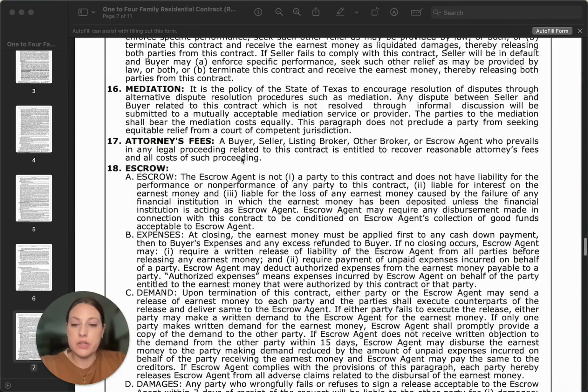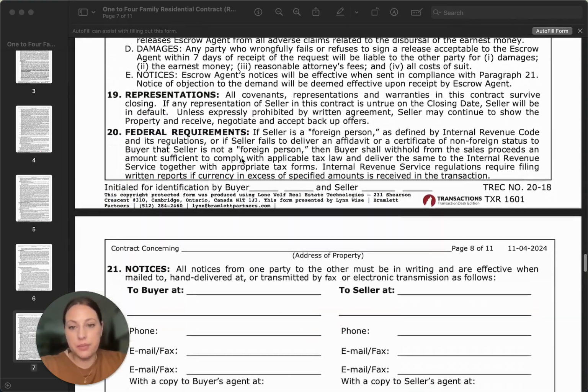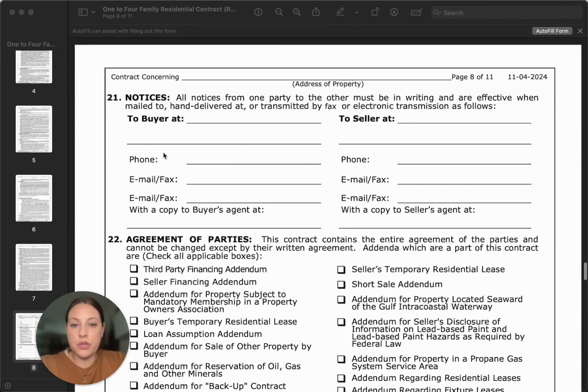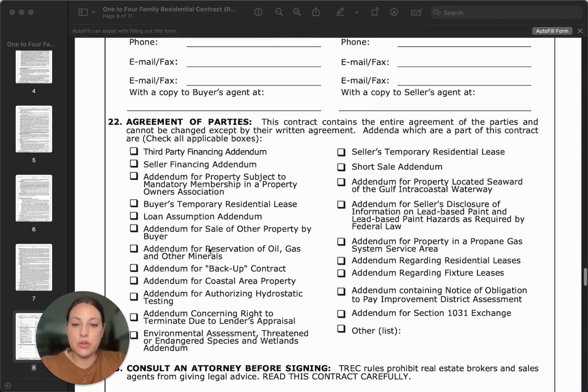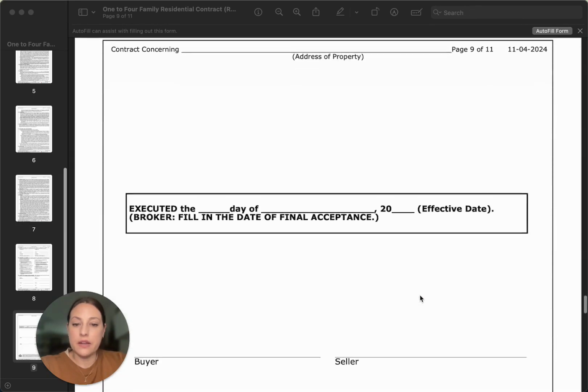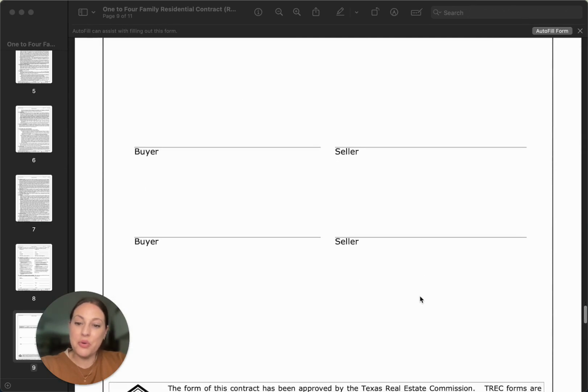And then we will skip down to notices. So this is buyer and seller's information. There's a million addendums that can be added to contracts. So you'll have these checked here if you have any addendums, and then that is it for the 1 to 4 family contract. Let me know if you have any questions. This was super high level, skipped over a lot of parts. I think I hit on the most important parts, but of course, every contract is different, every situation is different. So if you have specific questions, let's go over them in person.